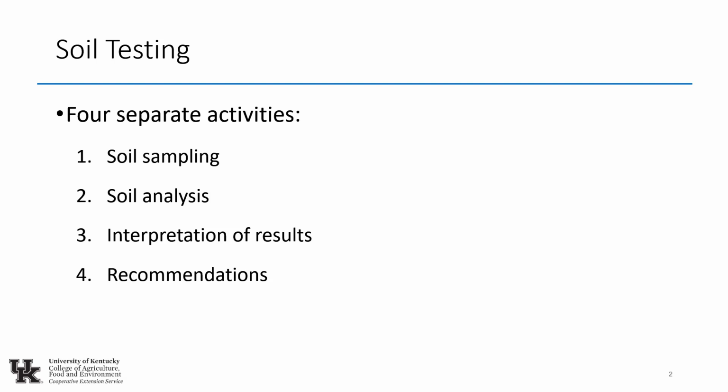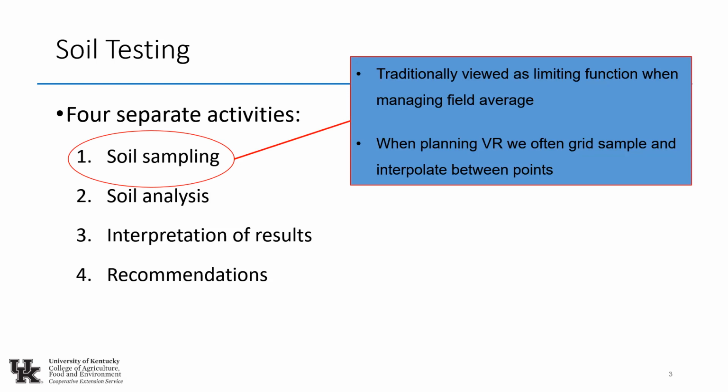Soil testing is actually four separate activities. First, we have soil sampling. That's collecting the soil from the field. And traditionally, when we were practicing conventional agriculture, we viewed this as the limiting function, mainly because we weren't covering that field adequately to get the field variability all included in the average.